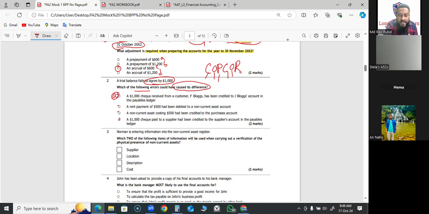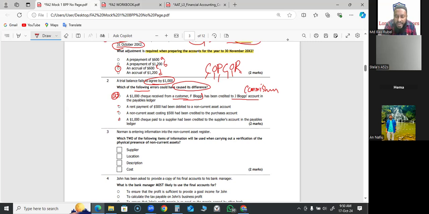Let's go through A. Let's read A. What does it say? A 1,000 check received from a customer F Bloggs has been credited to J Bloggs account in the payables ledger. Okay, you see, this is called error of commission. A little reminder from your previous studies. Error of commission doesn't create any suspense account. One receivables account you put in another receivable account. This is not the answer going to be.